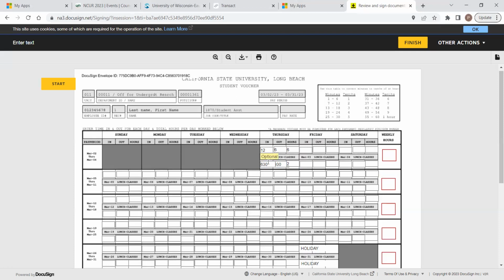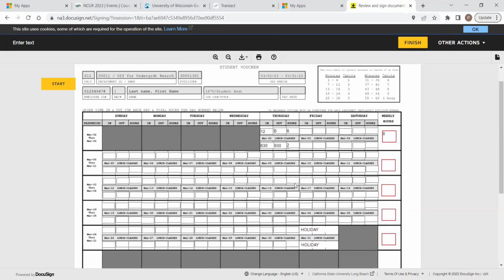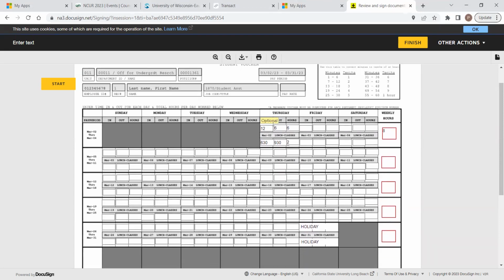And in total, let's say that was the only hours you worked that week, you would put 8 hours over here at the end. So as a reminder, if you're working more than 6 hours, you're required to take a 30-minute lunch break. So please make sure you're doing these breaks or else your timesheet will be getting denied. So this is how to complete your hours in one box.